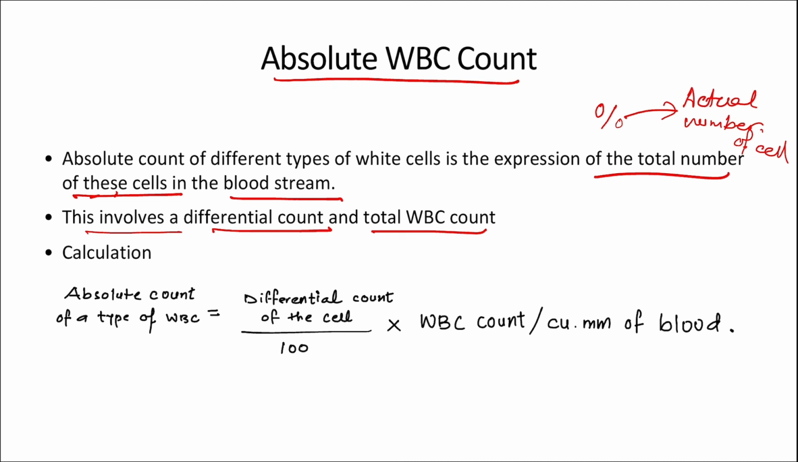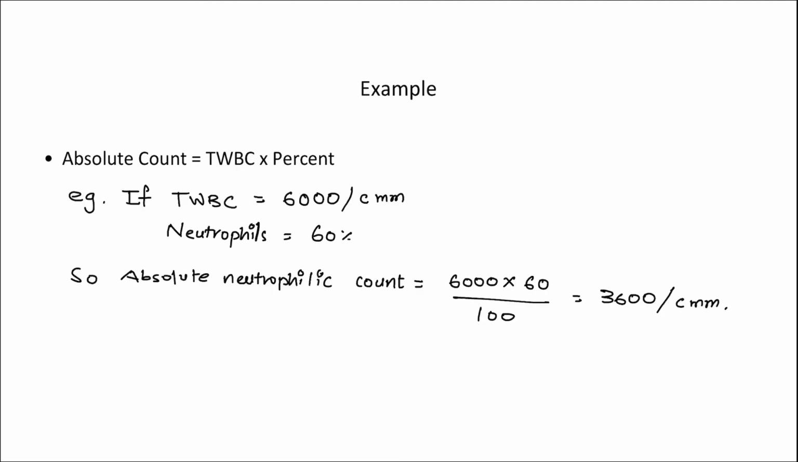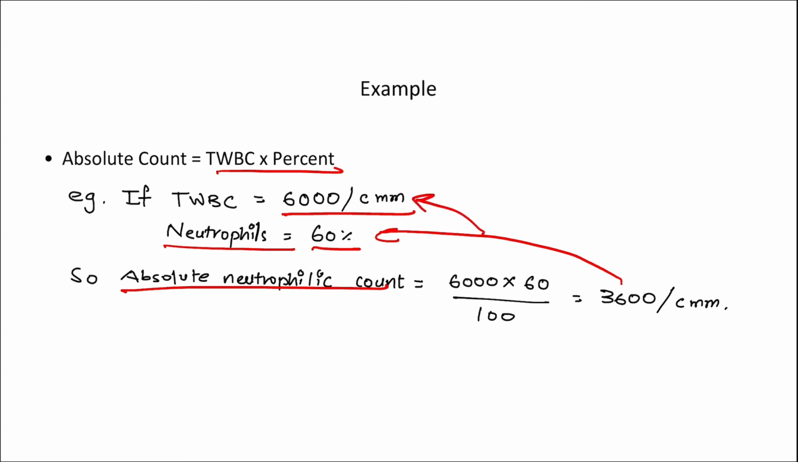For calculation, the absolute count of a type of WBC is derived from the differential count of the cell divided by 100, multiplied by the WBC count per cubic mm of blood. So the absolute count is the total WBC count times the percentage. For example, if total WBC is 6000 per cubic mm and the neutrophils are 60%, then the absolute neutrophil count will be 6000 times 60 divided by 100, which is 3600. 3600 is 60% of 6000.